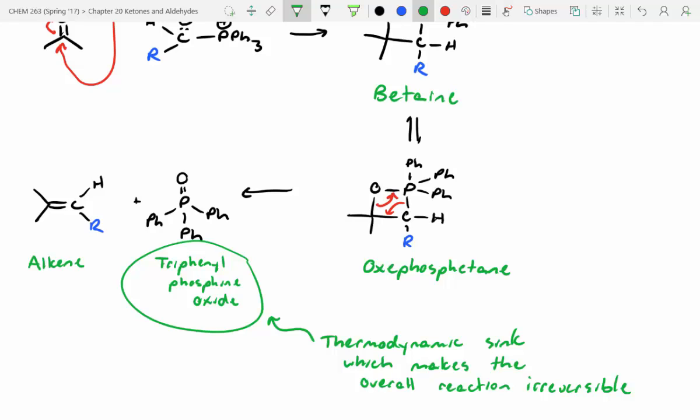In graduate school, I remember purifying things 4 times in a row to get rid of any trace amounts of triphenylphosphine oxide. It was a pain in the butt. There are some other methods that are variants of this to avoid the pain of cleaning it all up, but it is a really useful reaction to convert a carbonyl to an alkene.